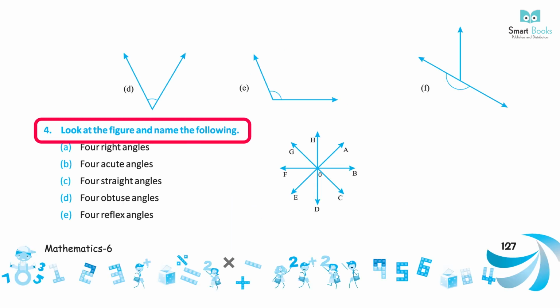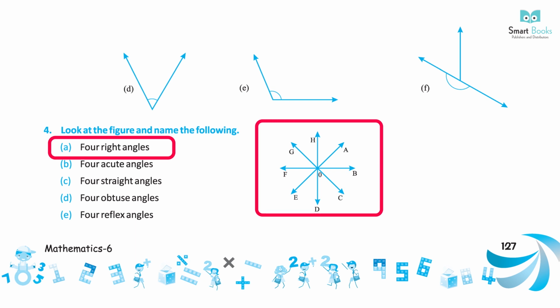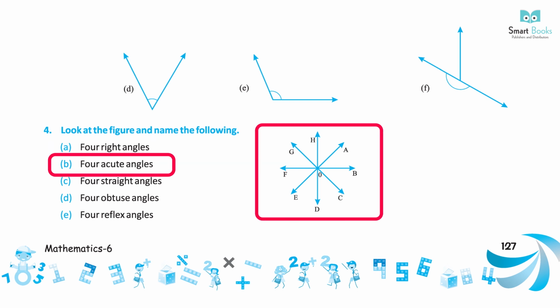Question 4. Look at the figure and name the following. A. 4 right angles. Solution. Angle AOC, angle BOD, angle COE, angle DOF. B. 4 acute angles. Solution. Angle AOB, angle BOC, angle COD, angle DOE.